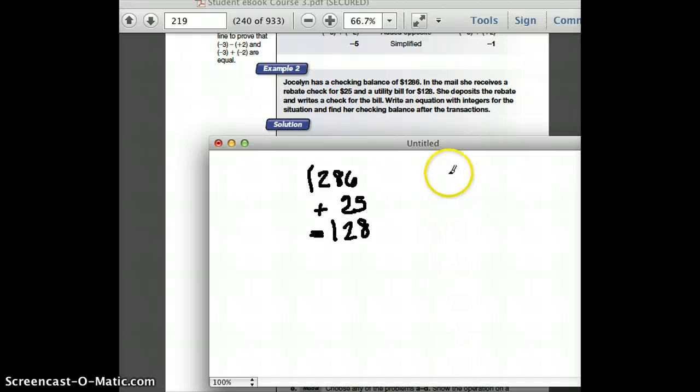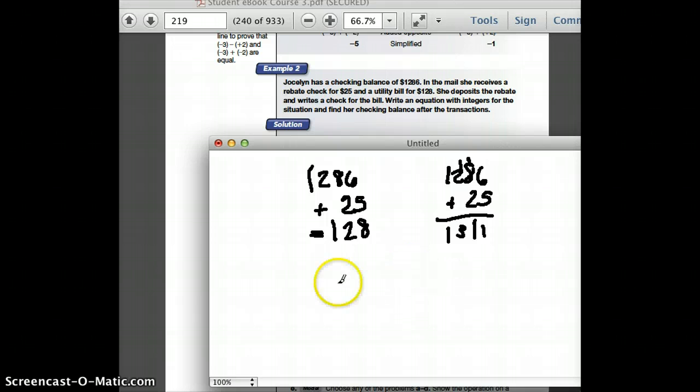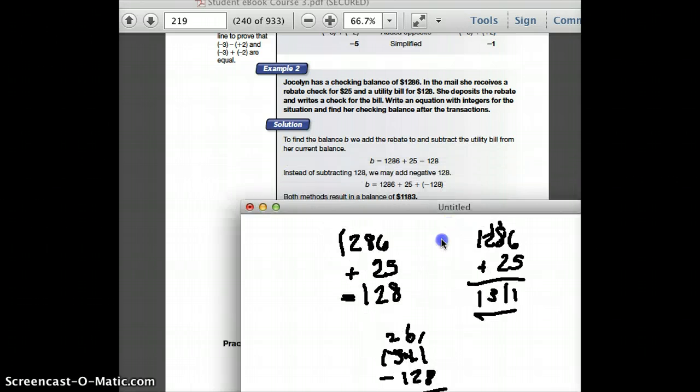So we can add the first two together first. That gives us 1,311. So after the rebate check, her balance is up to 1,311. Then she writes the check that she owes for the bill, so then you would subtract that. Borrow, 3, borrow, 8, 1, 1. So then her balance is going to be 1,183.